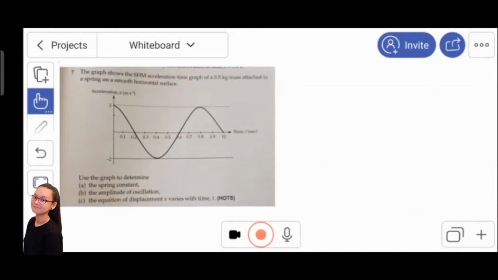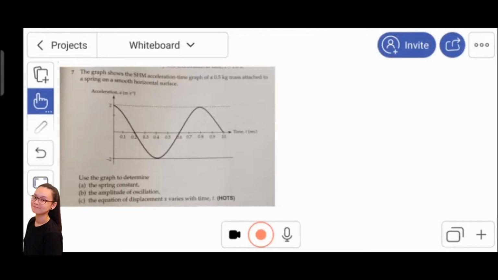Let's do example 2. The graph shows the simple harmonic acceleration time graph of a 0.5 kg mass attached to a spring on a smooth horizontal surface. Use the graph to determine the spring constant, the amplitude of oscillation, and the equation of displacement s varies with time t.